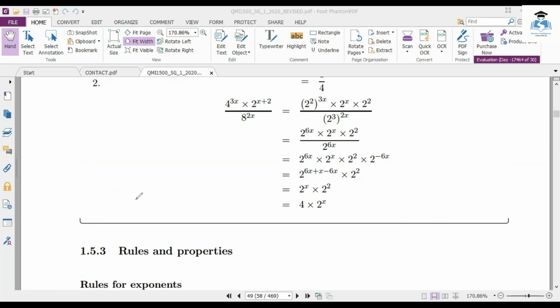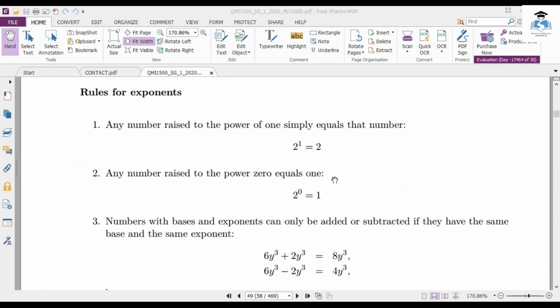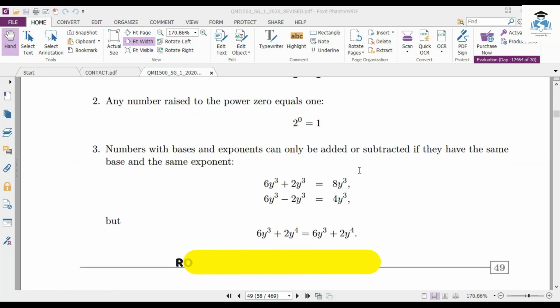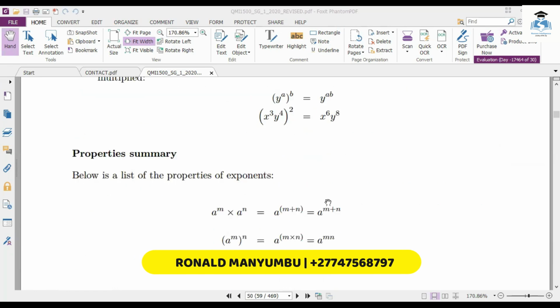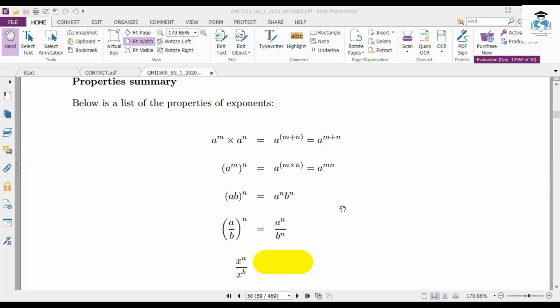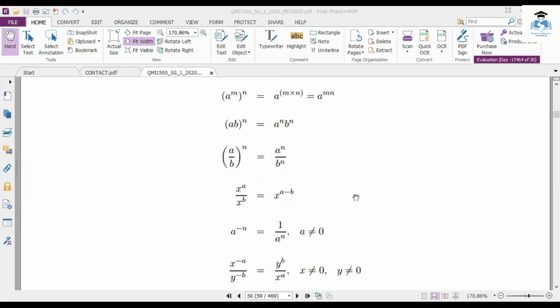The rules of exponents: 2 to the power 1 will always give you the number itself. 2 to the power 0 will always give you 1. Same style. This is what we were talking about. They've given it at the end. So take note of this one.